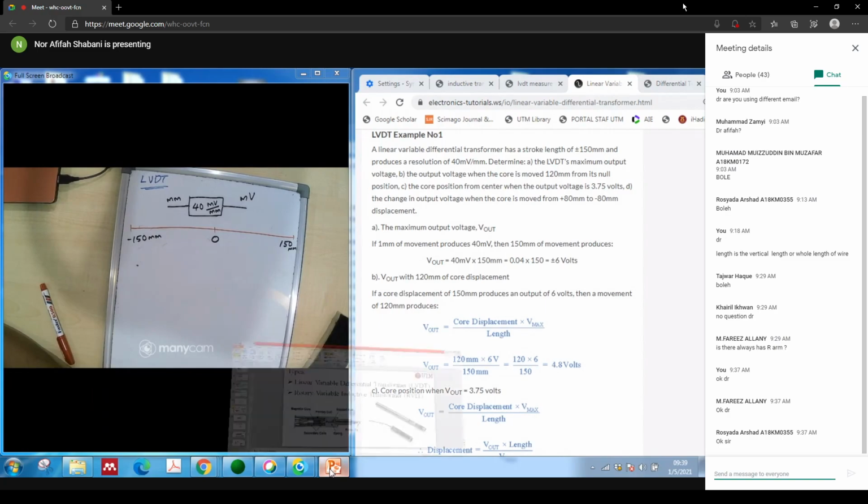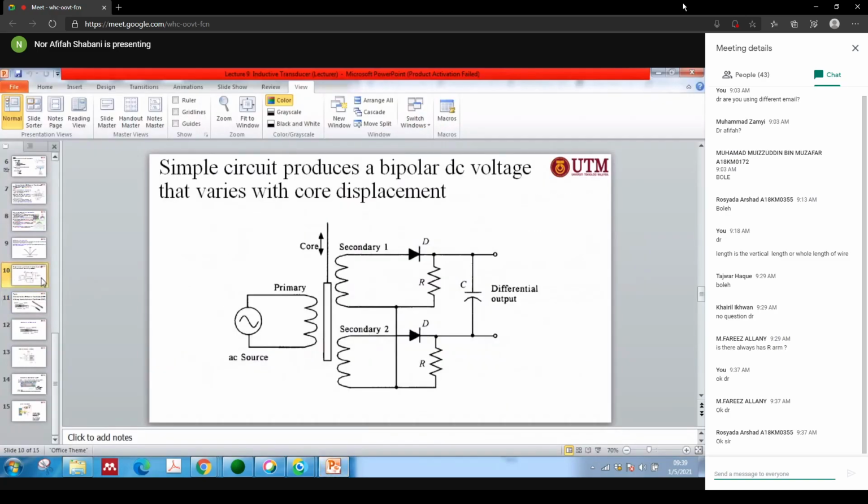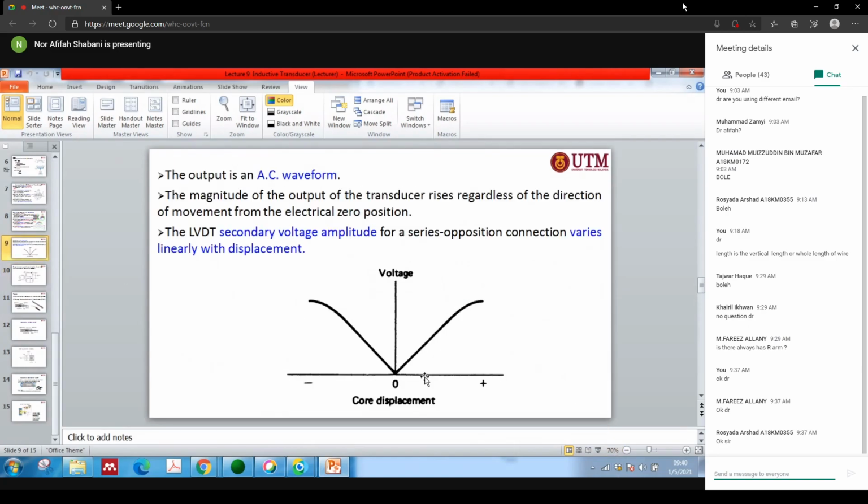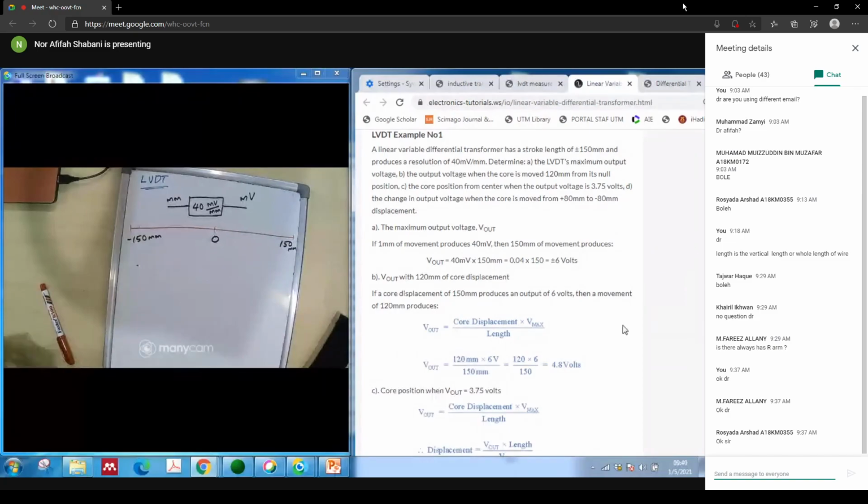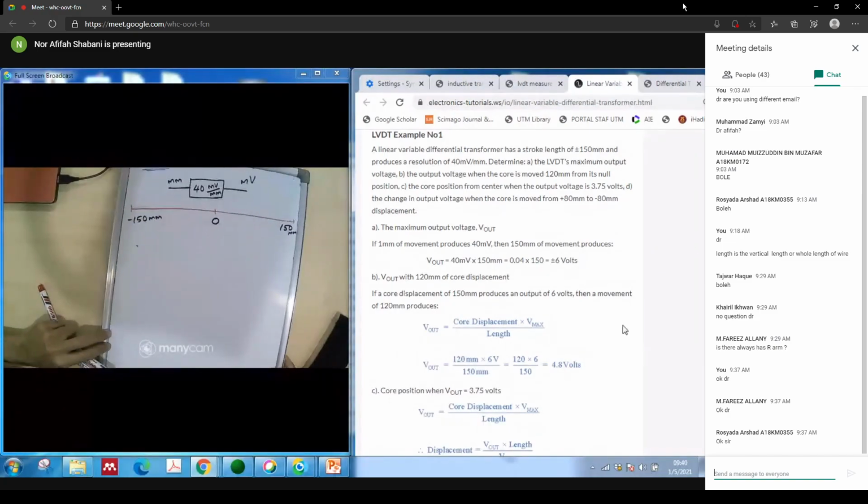Okay, if you look here, the concept is it can go down, or go right, and then it can go up or go left. So that means it will give you the positive and negative value. Now the first is to determine the maximum output that it can measure. So the maximum displacement here is 150 millimeter.